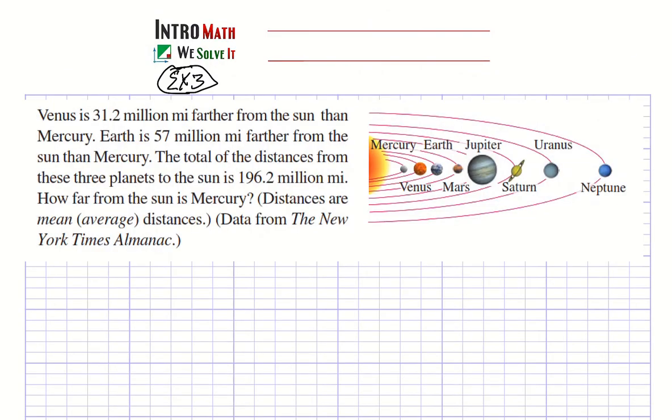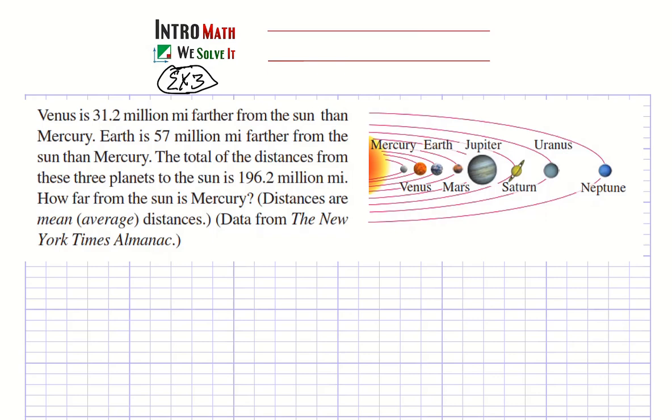Alright, folks, let's look at example 3. See what it says there. Venus is 31.2 million miles farther from the sun than Mercury. The first sentence: Venus is 31.2 million miles farther from the sun than Mercury.